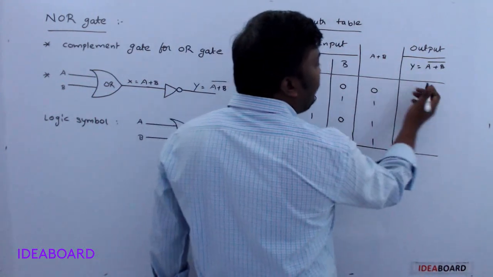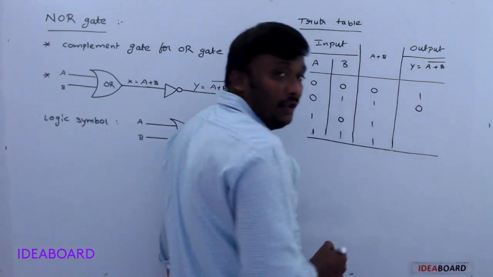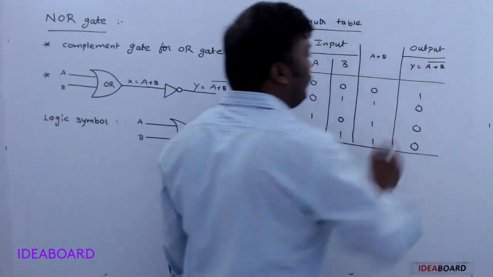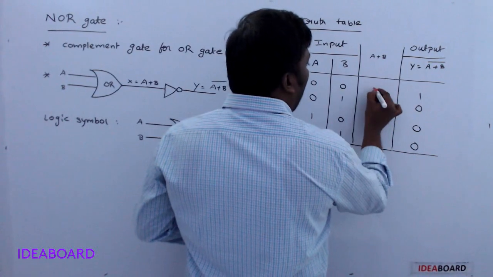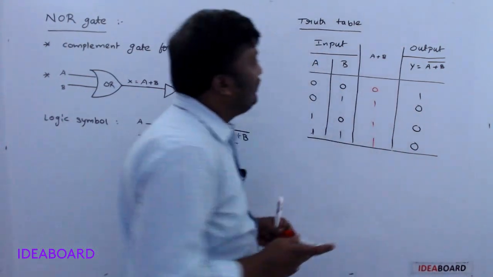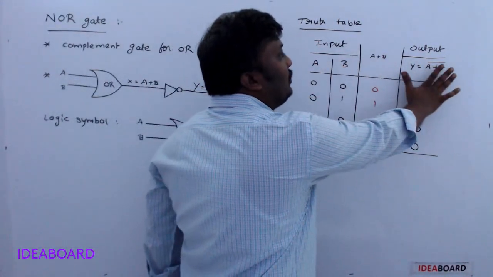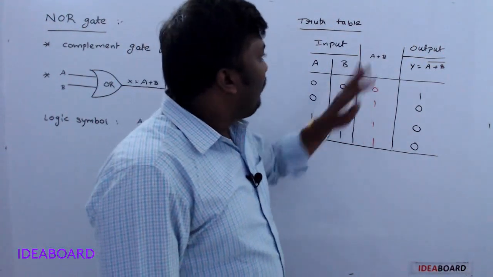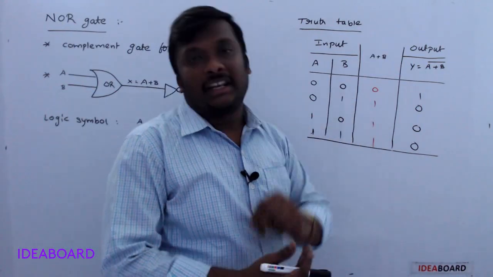Complement of 0 is 1. Complement of 1 is 0. Complement of 1, 0. Complement of 1, 0. That means if you write it like this, the truth table contains only A, B and Y is equal to A plus B complement. Understand? Now from the truth table, properly check, we can get two statements.